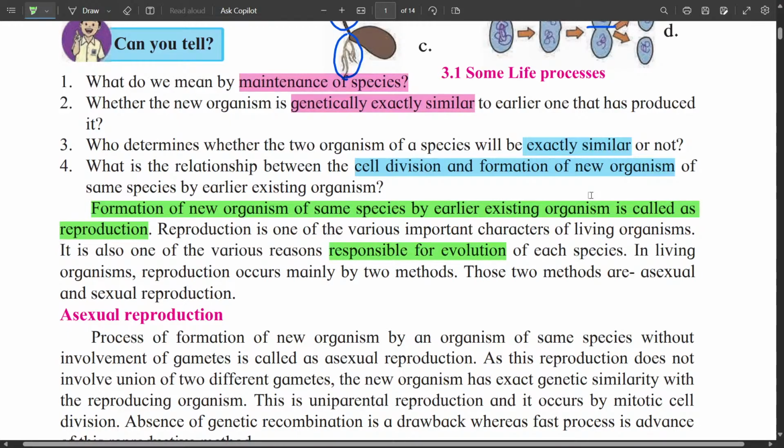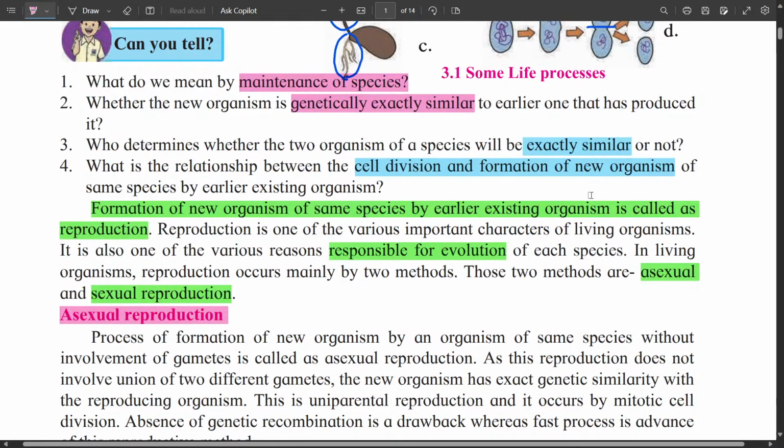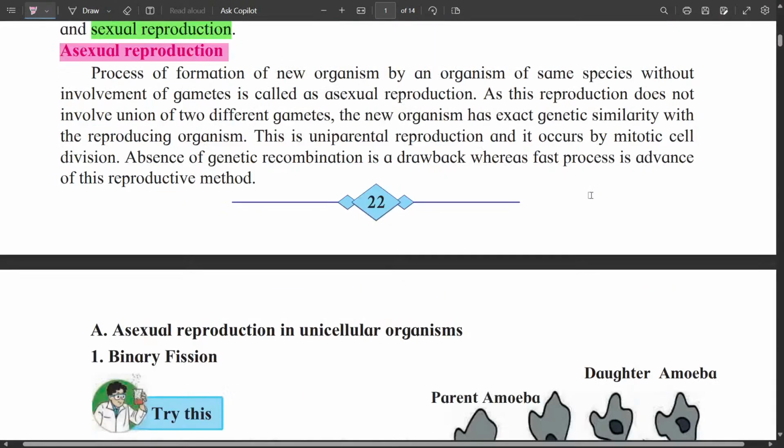We have seen that natural selection governs the evolution, and for natural selection to occur, reproduction is very much necessary, because the changes occur over the generations in that species. Reproduction occurs mainly by two methods, and they are asexual reproduction and sexual reproduction. In this section, we are going to study asexual reproduction.